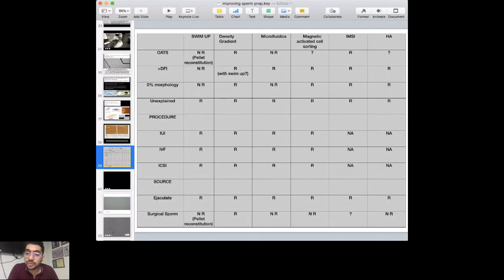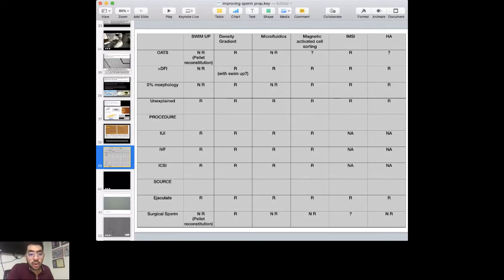When you have 0% morphology, or when you have severe teratozoospermia, swim up is not recommended. Density gradient is the recommended choice. Magnetic activated cell sorting can also be recommended in such a scenario. Microfluidics should not be done in such a scenario. IMSI can be done, PICSI can also be done if the counts are good. For unexplained infertility, all of the techniques can be tried, whichever suits you as well as your patient.